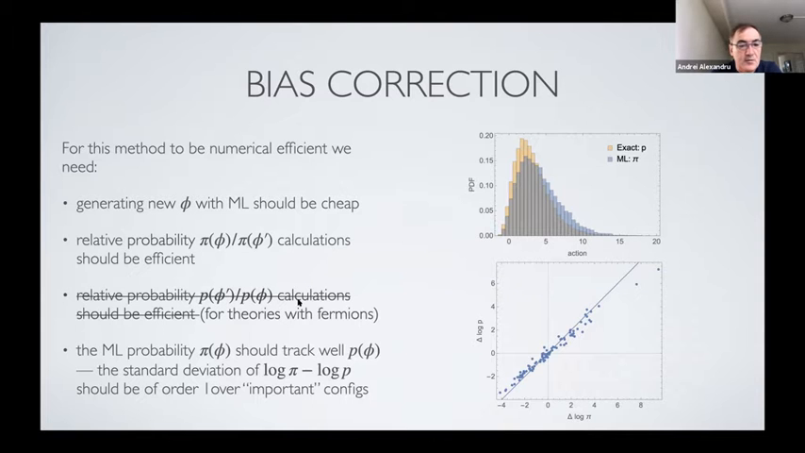Now, one thing that is problematic for quantum field theories with fermions is that computing the relative probability of the QFT is not numerically cheap. It involves calculating a ratio of determinants, which is expensive. So the focus here is how to overcome this kind of problem in theories with fermions, where this ratio of probabilities cannot be computed, at least cheaply.